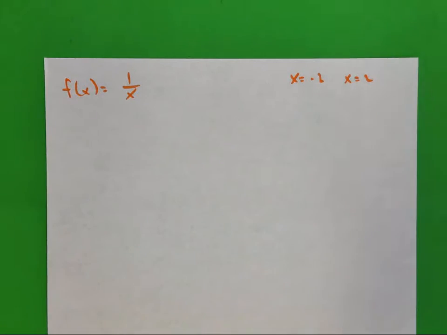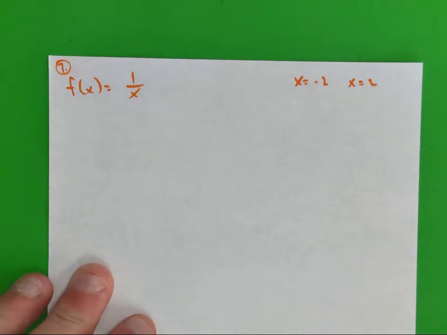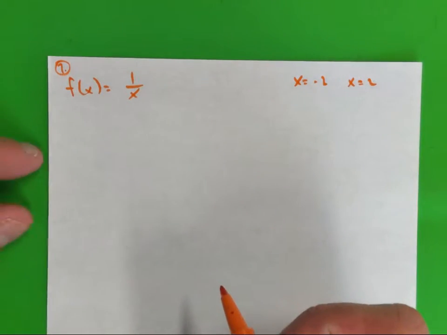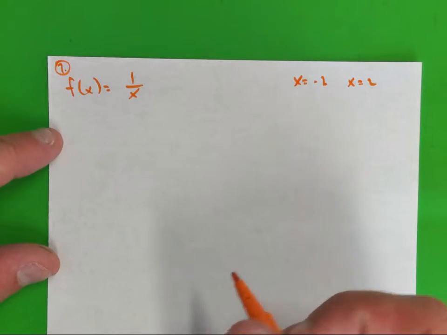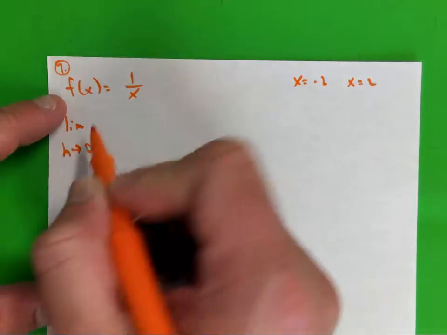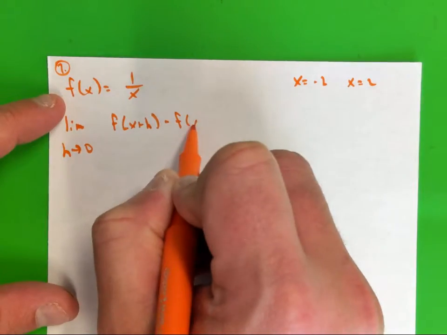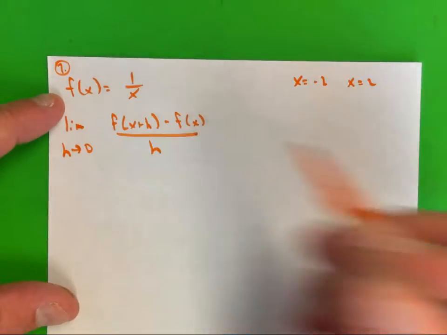All right, so here's our next one. This is number 7. Okay. All right, so here we go. We're going to find the derivative using the formal definition. This is the formal definition: the limit as h approaches 0 of f of x plus h minus f of x over h.